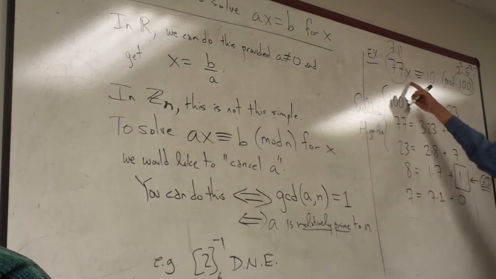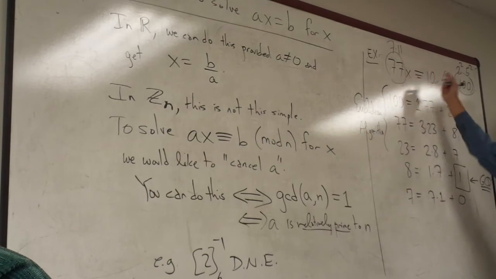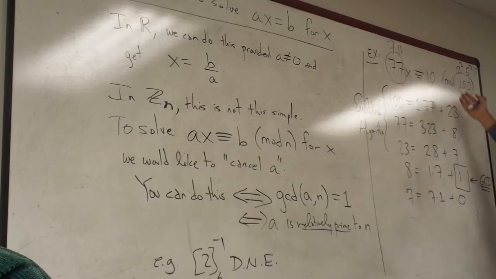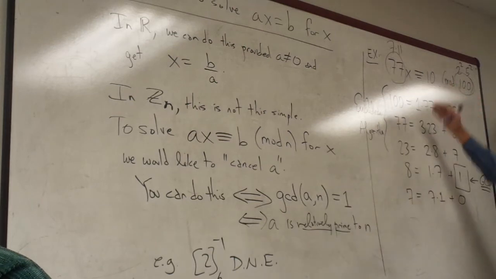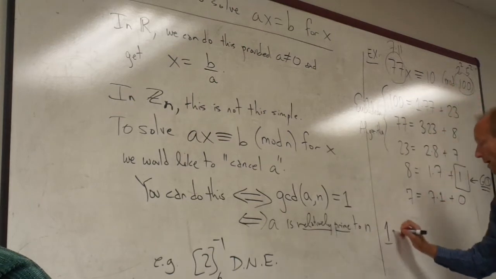I don't want to tell you that x is 10 over 77, because there is no 10 over 77 in the world of mod 100. I have to give you a number that's between 0 and 99 with those brackets around it. So what this algorithm then allows you to do is work backwards.